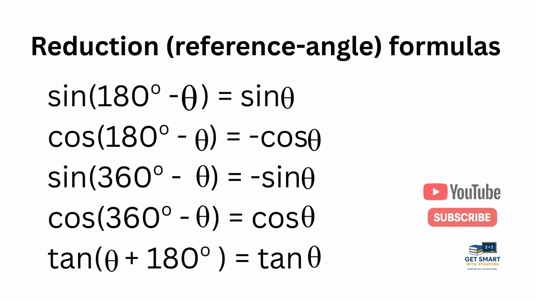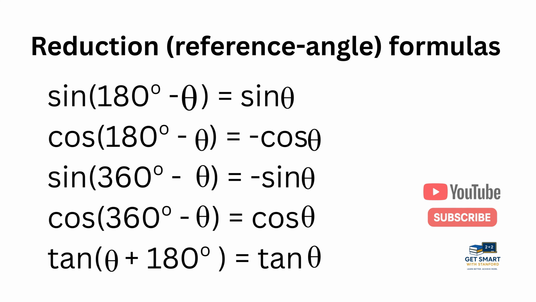If you do not know the CAST rule, here is the CAST rule. Cos is positive in quadrant number 4, and all identities are positive in quadrant number 1. Sine is positive in quadrant number 2, and tan is positive in quadrant number 3. That is CAST. These formulas allow us to reduce any angle like 120, 225 degrees, 330 degrees. You can reduce them to a first quadrant reference angle so you can evaluate trigonometric ratios easily.